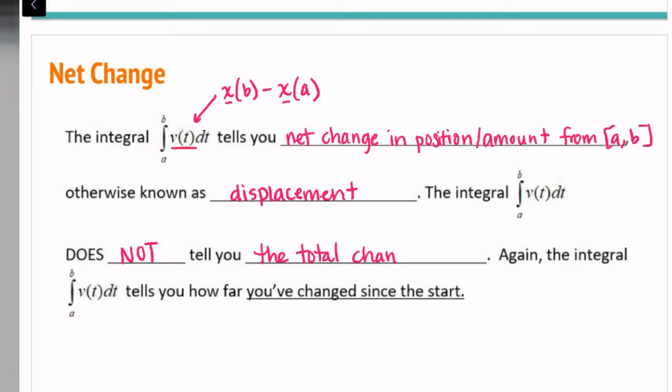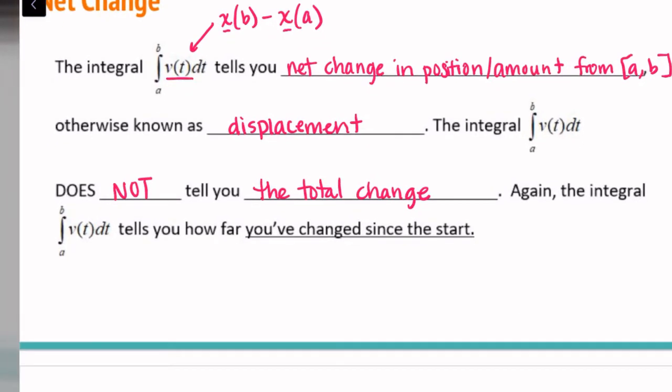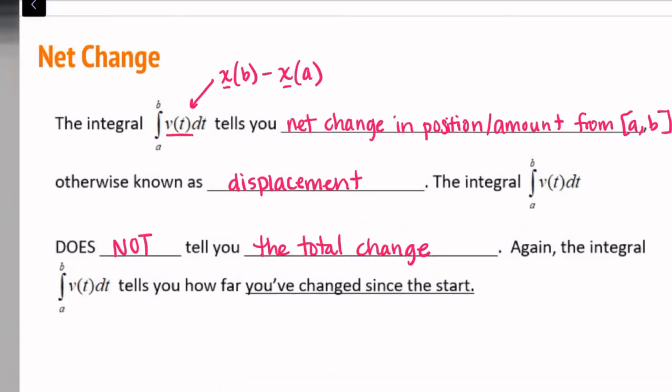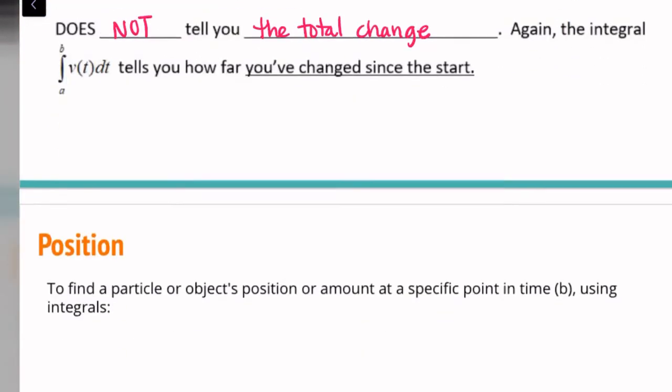Okay. We think of total change kind of like the odometer on your car. So no matter whether you're going forwards or backwards, it's still adding change onto it. Whereas net change takes into account that positive and that negative. So just remember, that's going to tell us how far we've gone from the start. That's going to be your net change.